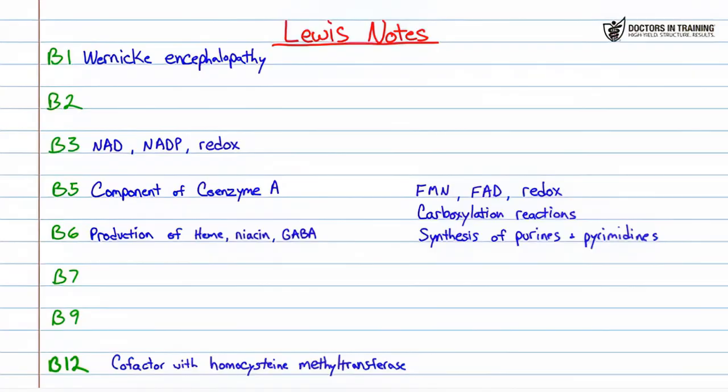Next, we have FMN, FAD, redox reactions again. So redox reactions, when we say that, we mean dehydrogenase is a good example of that. So that's going to be your B2. And then with B2, you might get a dermatitis, angular stomatitis, some glossitis as well.